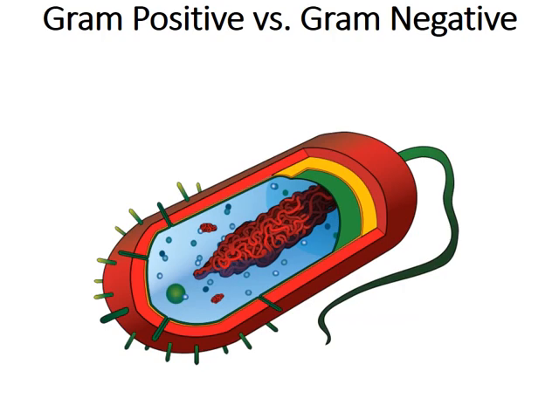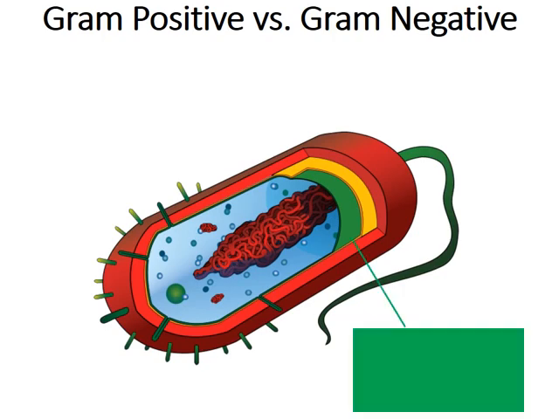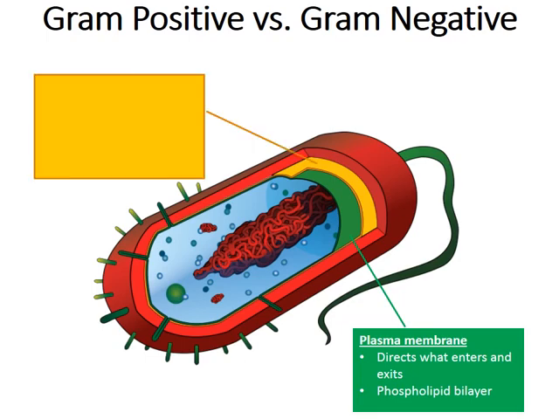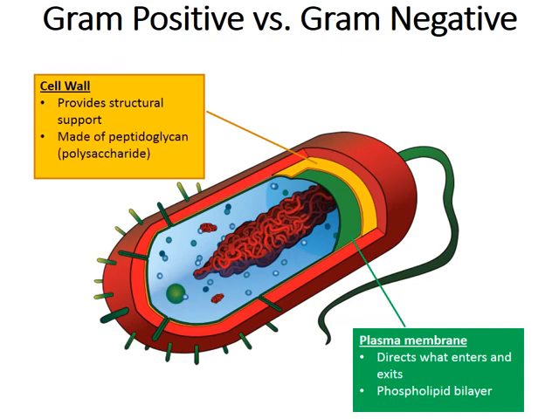So here's a diagram of a typical bacteria cell, and I want to note the three layers that most bacteria have. Their innermost layer, colored green here, is the plasma membrane, which directs what enters and exits the cell. It's a phospholipid bilayer with some proteins scattered in between the phospholipid bilayer. The middle layer in gold, this is the cell wall, which provides structural support to the cell. It's made up of a polysaccharide called peptidoglycan.